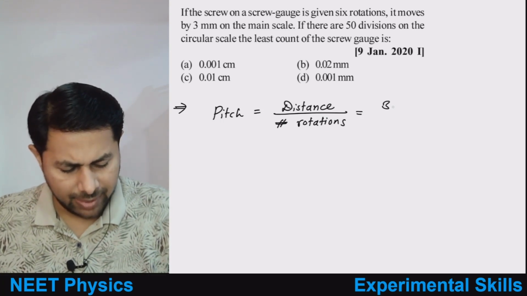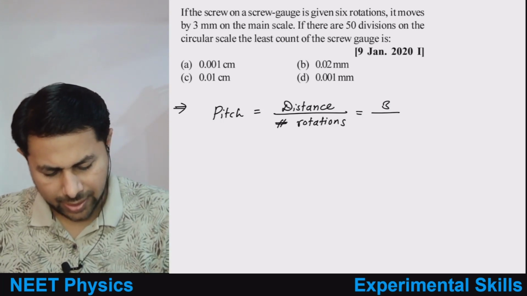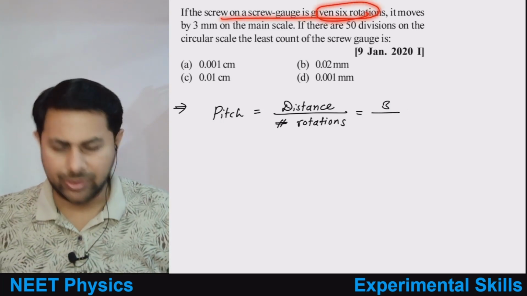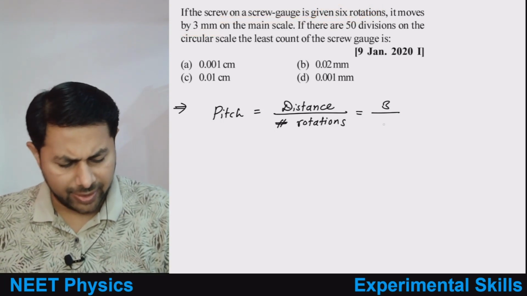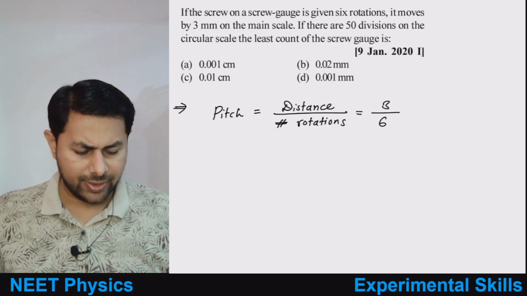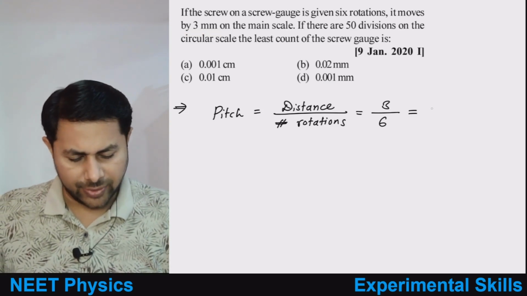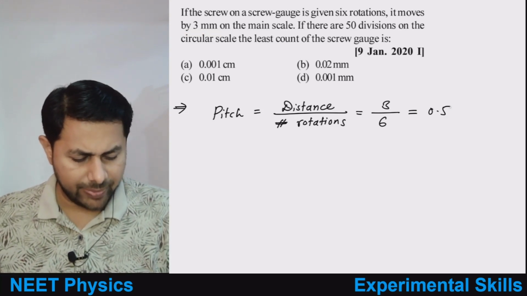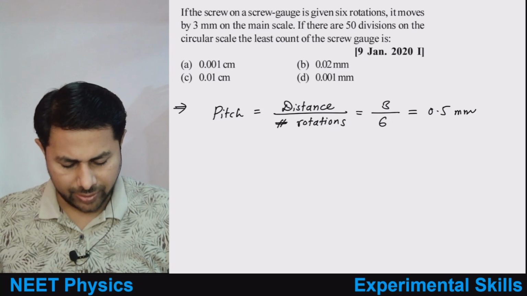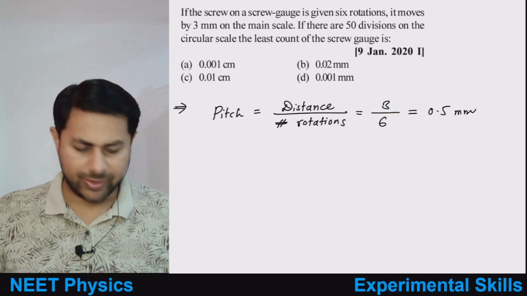So that is 3 mm. They have given that when the screw gauge is given 6 rotations, the distance covered is 3 mm. So it's 3 divided by 6 rotations, right? So you will get distance covered per rotation. So 3 divided by 6 means 0.5 mm, because this was 3 mm, right? So 0.5 mm is the pitch.